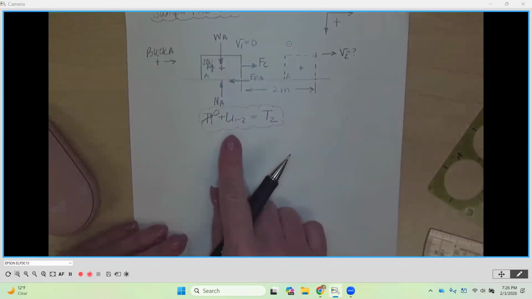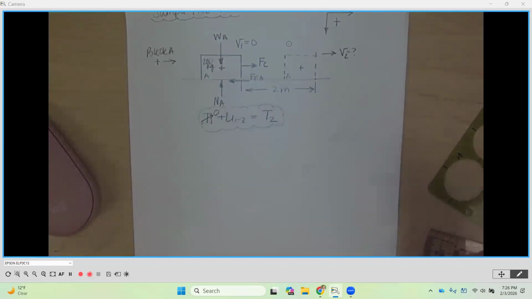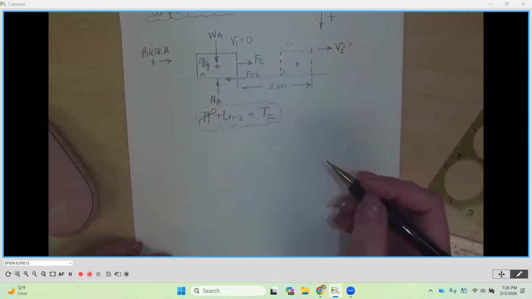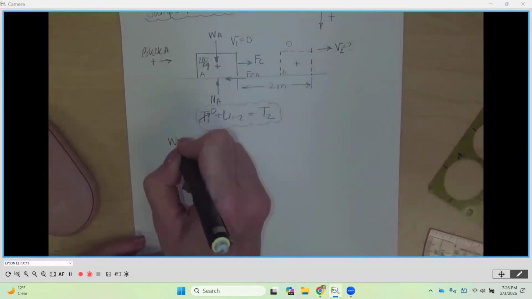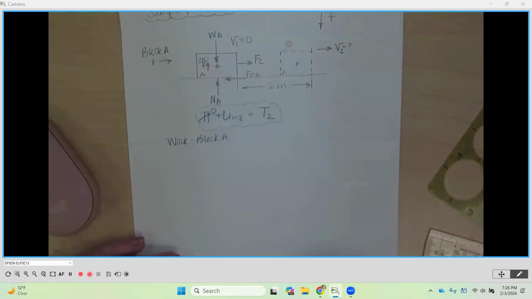Now, let's start with calculating the values here. Whether you start with the kinetic energy or the work is on the left-hand side. So I'm going to calculate the work on block A first.